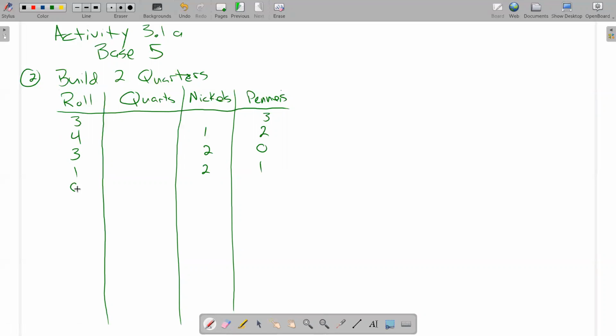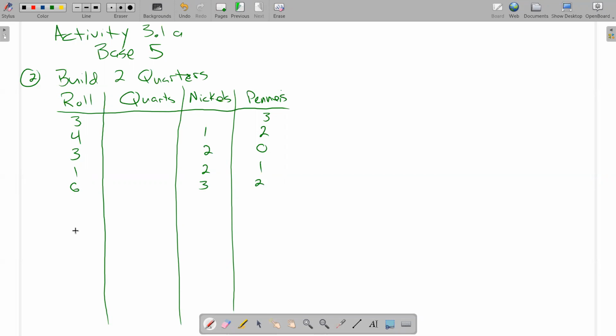And I roll again and I get a 6. Okay, so that 6 is going to give me another nickel here, and then 1 penny left over. So I think I'm going to have 3 nickels altogether now and 2 pennies, because 6 is a 5 and a 1. So there's a 5 I added on and a 1.